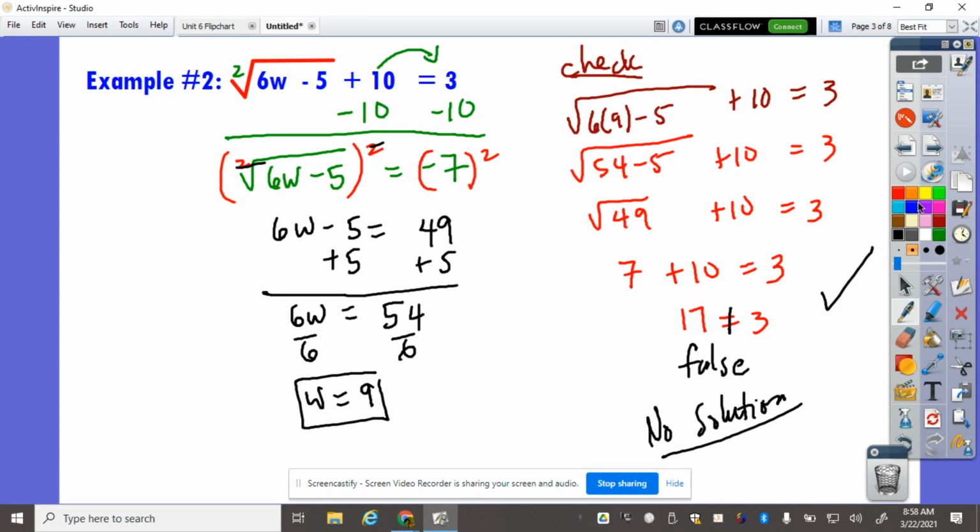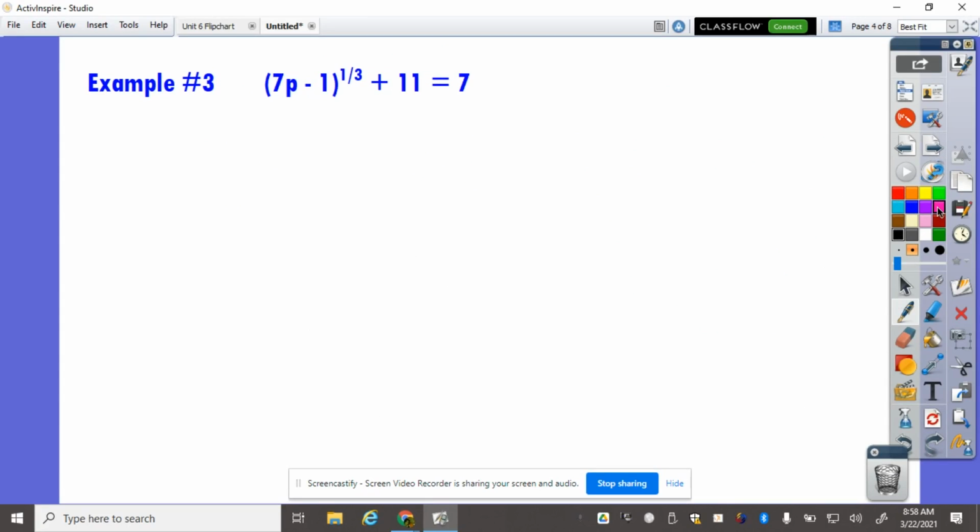Okay, very simple. Next, 7p minus 1, raised to the 1/3, plus 11 equals 7. Okay, you can rewrite this one in radical form, or you can keep it as 1/3.